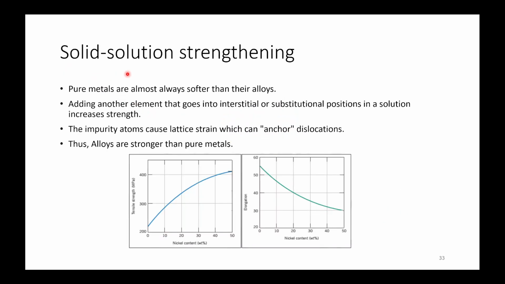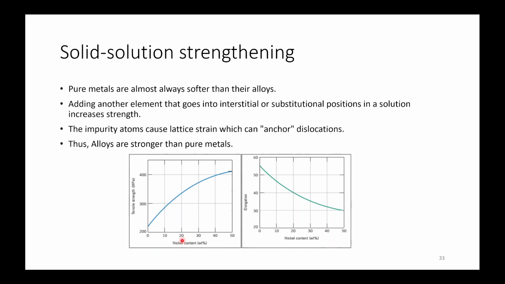Another method is solid solution strengthening. So pure metals are almost always softer than their alloys. Now if we add another element that goes into either interstitial or substitutional position in a solution, it increases strength. Now the impurity atoms cause lattice strain which can anchor dislocations. So the strain that is present in a lattice will hinder the motion of dislocations. So this is the reason why pure metals are weaker while alloys are stronger.